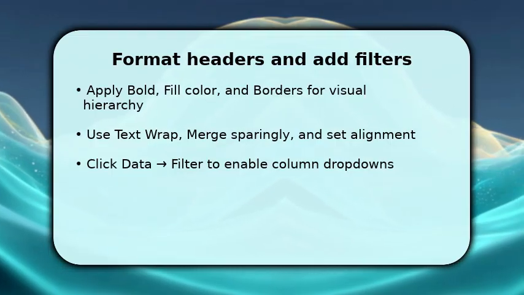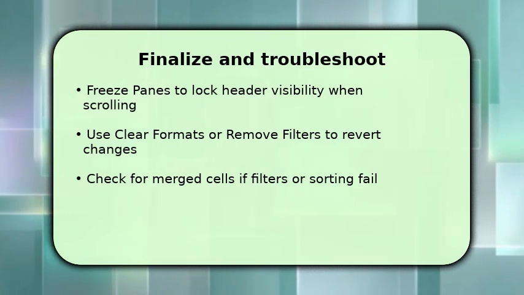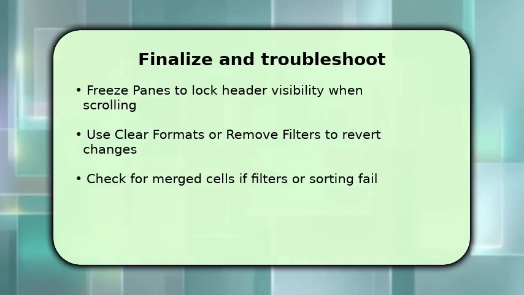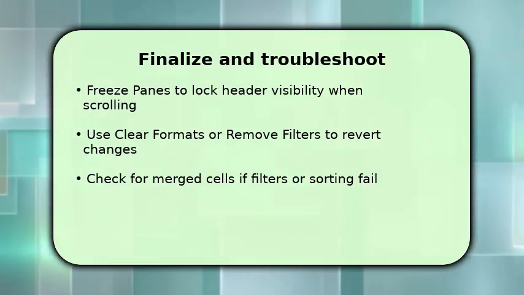Finish by freezing the header row so it stays visible as you scroll. This aids navigation in large datasets. Then protect the header row if you need to prevent accidental edits, and save a versioned copy to preserve structure.